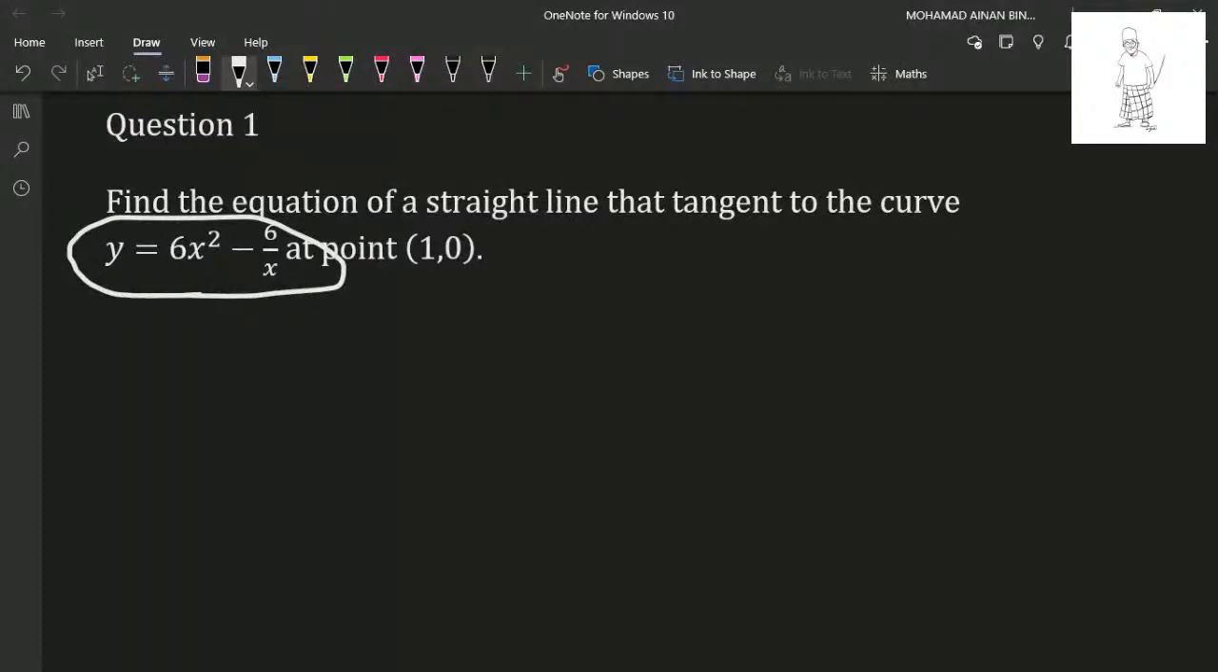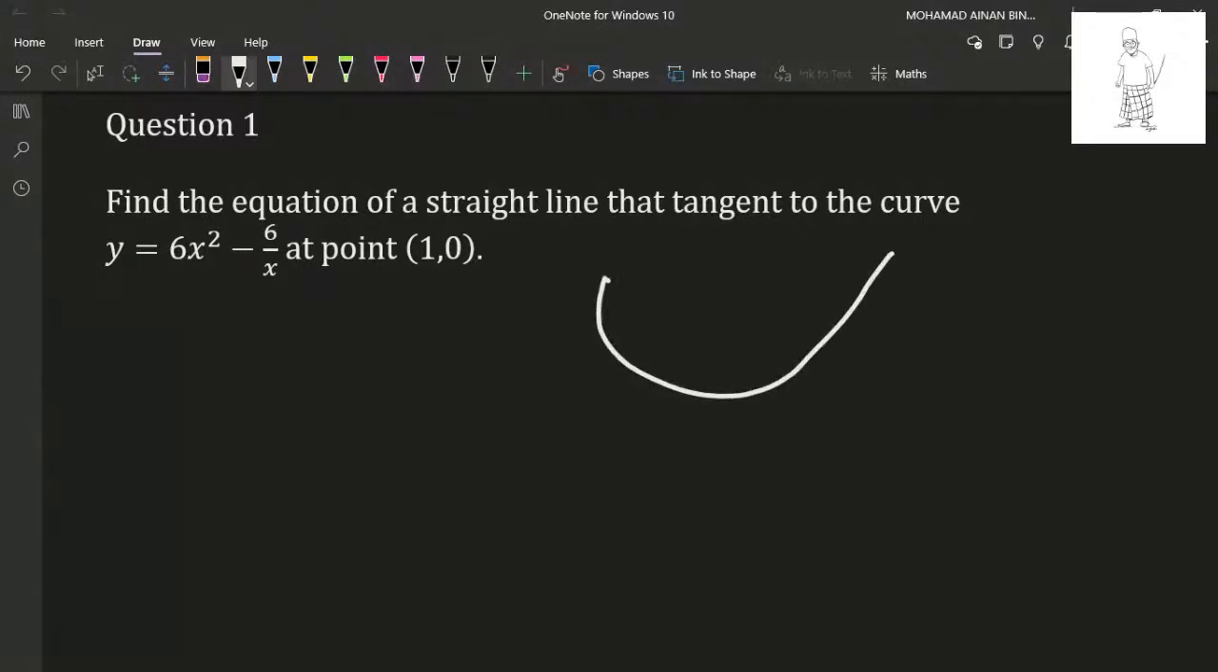So the situation is like this. Let's say this is the curve. It's not necessarily a quadratic function, because we have 6 over x over here, so it's a mixture of them. But we have a curve something like this.